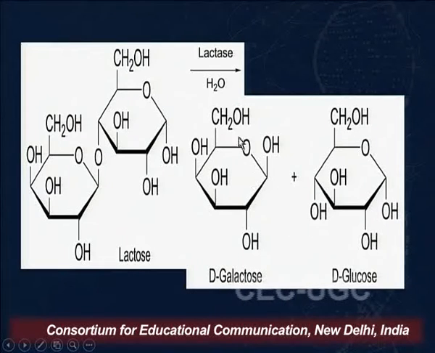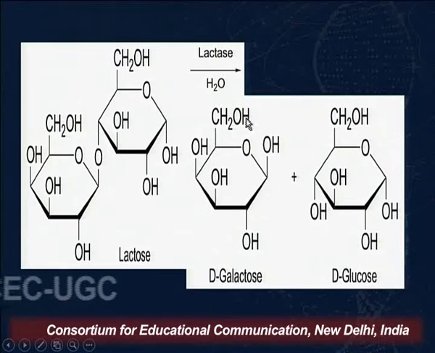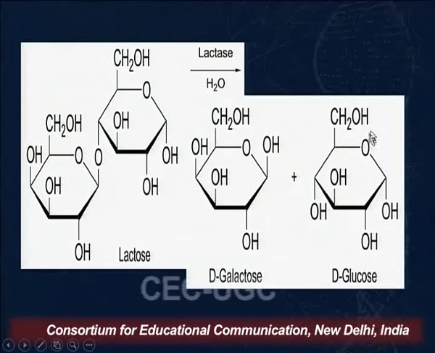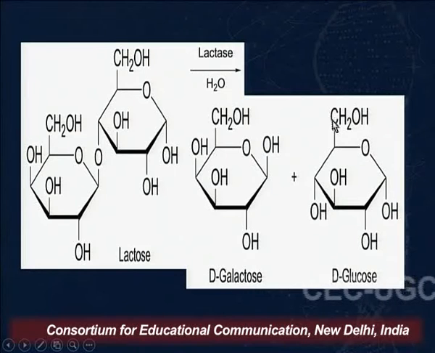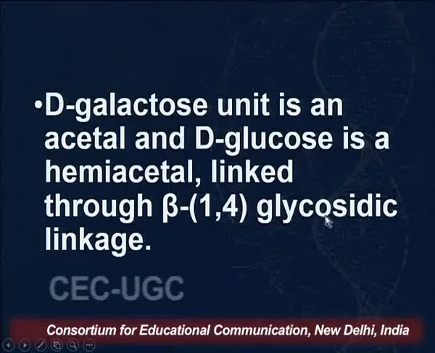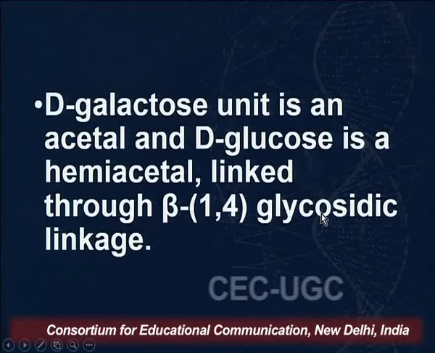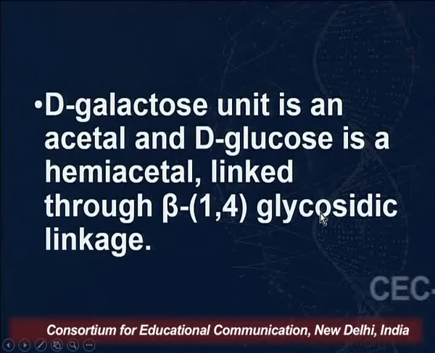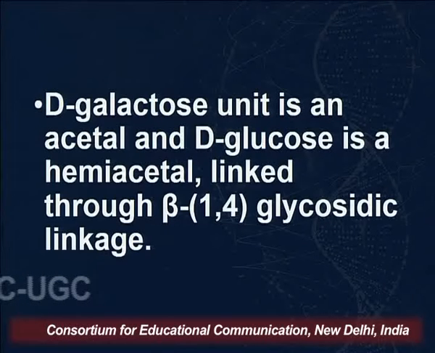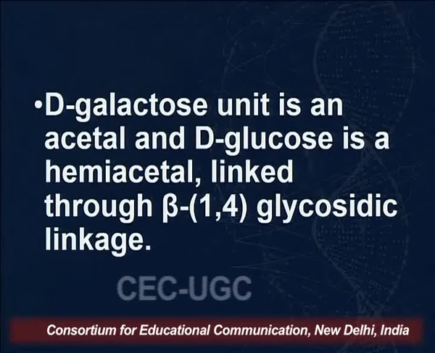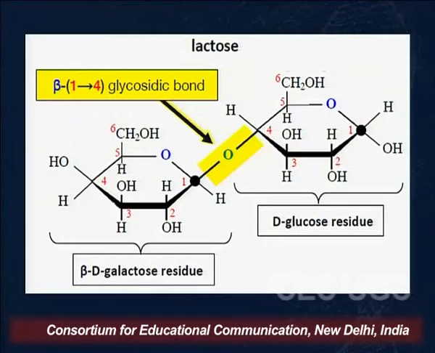Why beta D-galactose? Orientation you have to keep in mind, CH2OH and the anomeric OH are on the same side of the ring, whereas in alpha form the CH2OH and this OH are on the opposite side of the ring. So in this case what you have to remember is that the D-galactose unit is an acetal and the D-glucose unit is a hemiacetal, which are linked by 1,4 linkage. So again I am stressing the point that this linkage here is beta 1,4 glycosidic linkage.